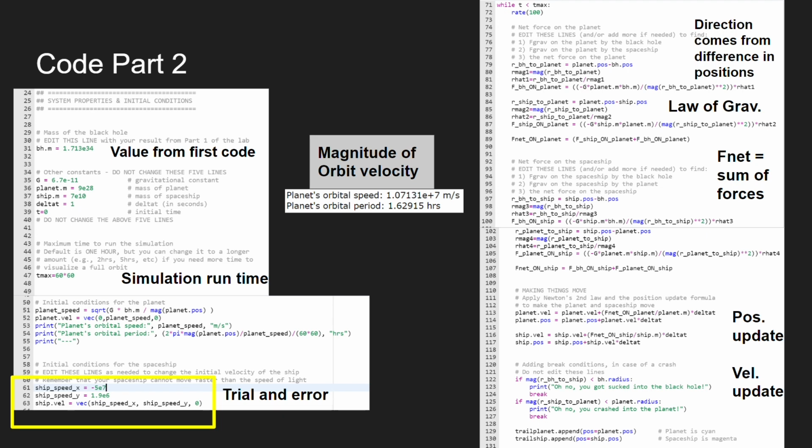Then, through trial and error using that code, the initial velocities were found to be negative 5 times 10 to the 7th in the x direction and 1.9 times 10 to the 6th in the y direction. Here's the visual of the ship escaping the black hole's orbit without hitting the planet or the black hole.